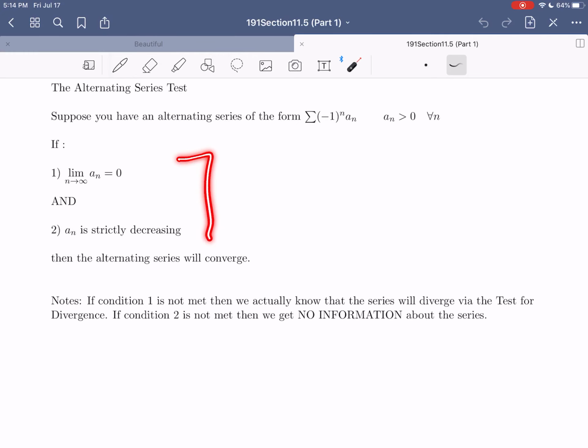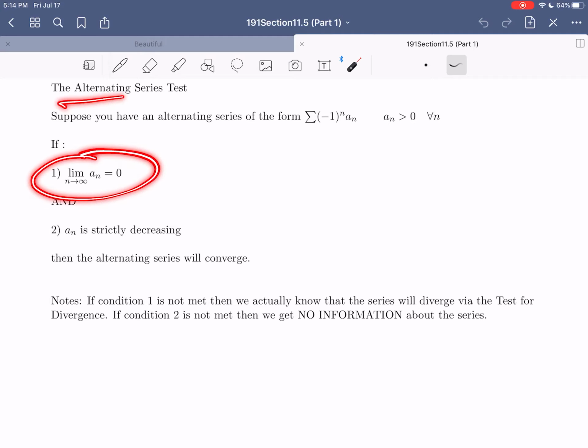If, when you're checking these two conditions, the first condition is not met, so the limit does not equal 0, well, then we actually know that the series will diverge, not via the alternating series test, but via the test for divergence. Remember, that was the first test for series that we discussed, and we said if the limit of the terms is ever non-zero, we immediately know that the series will diverge. So if you're checking this condition for the alternating series test and this is not satisfied, then you can actually conclude that your series diverges via the test for divergence.